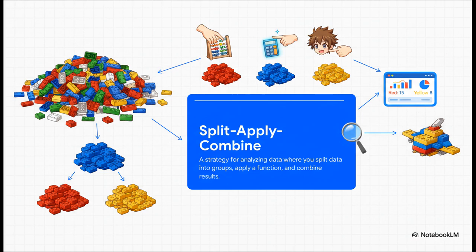Imagine you have a giant box of Legos, and they're all mixed up. You wouldn't try to build something by just grabbing pieces at random, right? No! First you'd split them into piles, by color or by shape. Then you'd apply some kind of action, like counting how many of each piece you have. And finally, you'd combine all that information into a neat little summary. And that is exactly what we're about to do with our data.